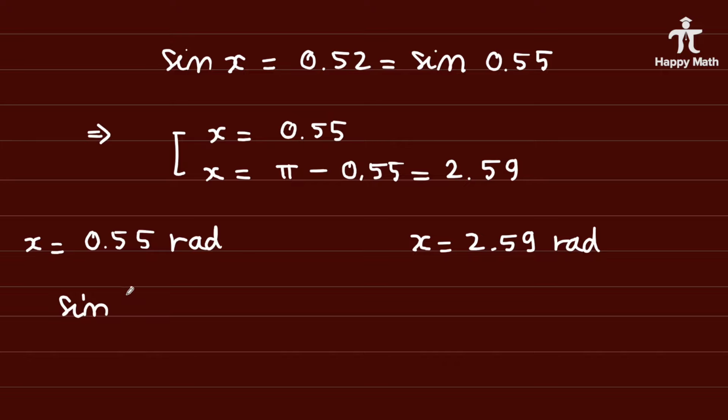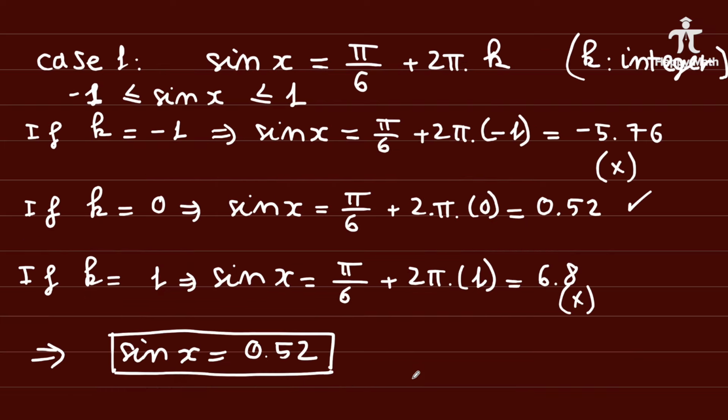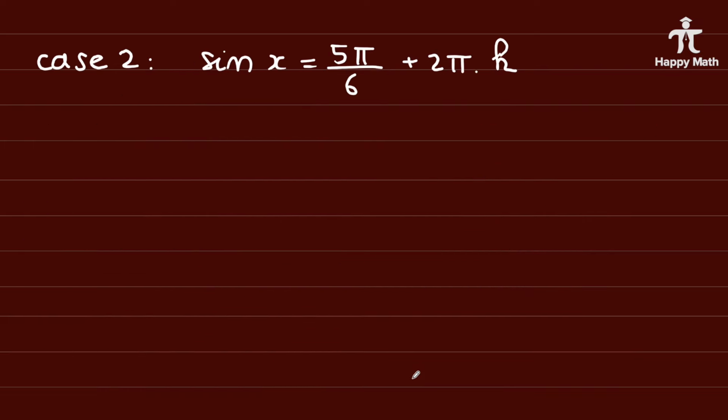You can try that. Did you have the same answer with the solution here? Is sin 0.55 equal to 0.5? Try by yourself in your calculator. And the second test you need to check again is: is sin 2.59 equal to 0.5? Is that true? Yeah, that is the first case for this equation, and the second one is in here. And with the same idea as case 1, I need to try some values for k.